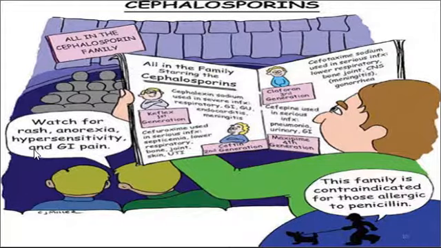Watch for rash, anorexia, hypersensitivity, and GI pain as the major potential problems with this. They are toxic to the kidneys, so if they have renal insufficiency, you want to be careful and watch for that, or try to choose a different drug. Pseudomembranous colitis is a possible complication with the cephalosporins, so watch for that. No alcohol with cephalosporins until they have been off this particular class of antibiotics for 72 hours.